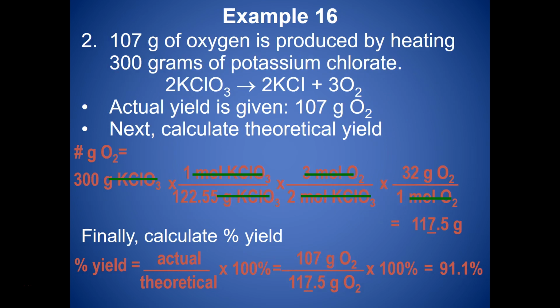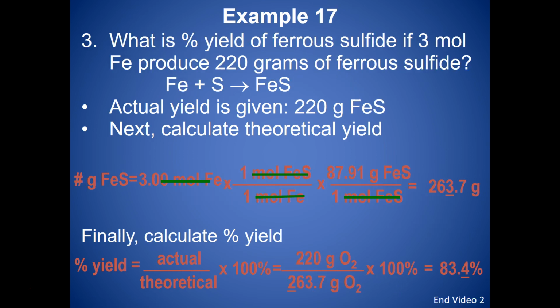For example 16, you took your 300 grams of potassium chlorate, molar mass of potassium chlorate, mole ratio, molar mass of oxygen, to get 117.5 grams, and divided the actual given to us in our problem by the theoretical, to get a 91.1% yield, or percent yield rather.